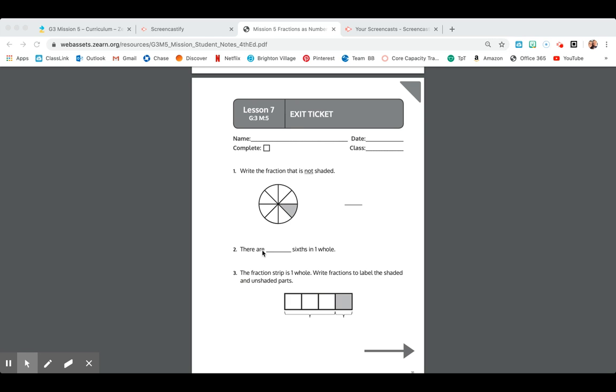Lesson 7, Grade 3, Mission 5, Exit Tickets. Number 1. Write the fraction that is not shaded.